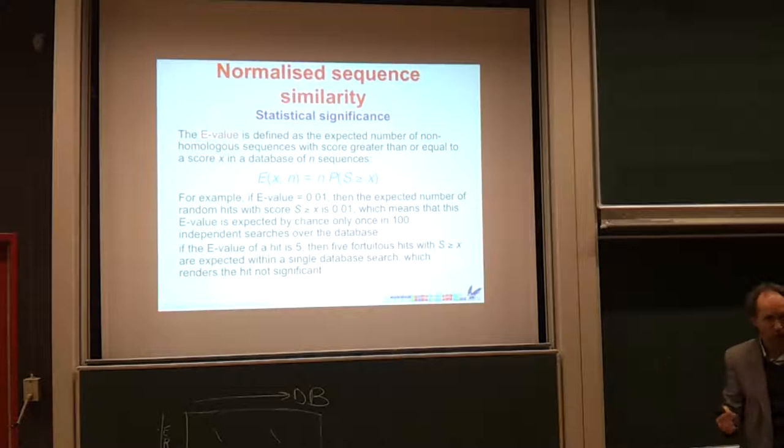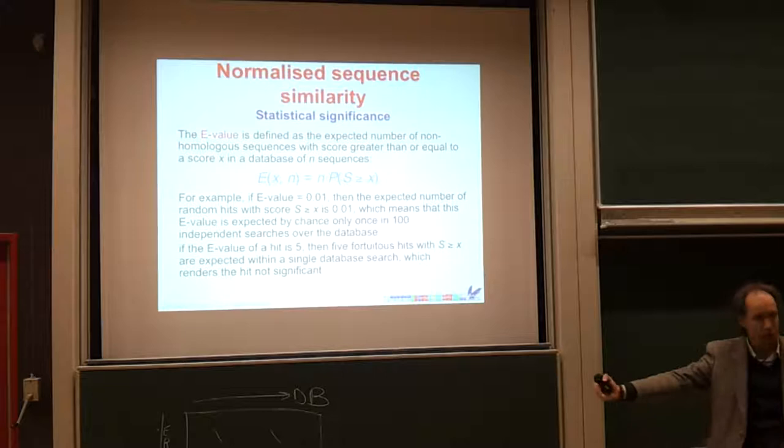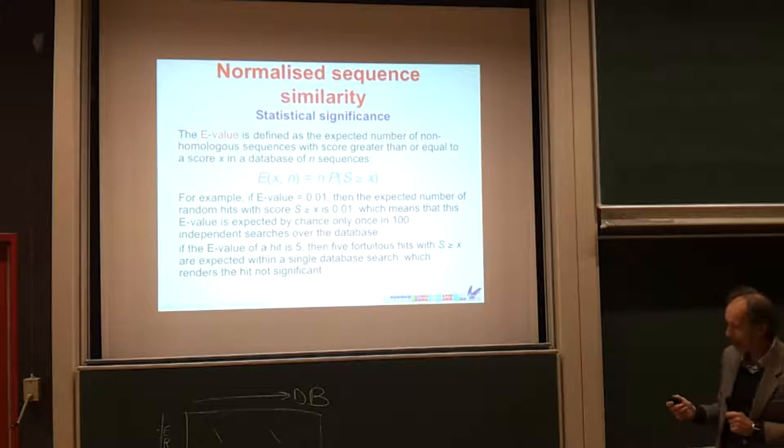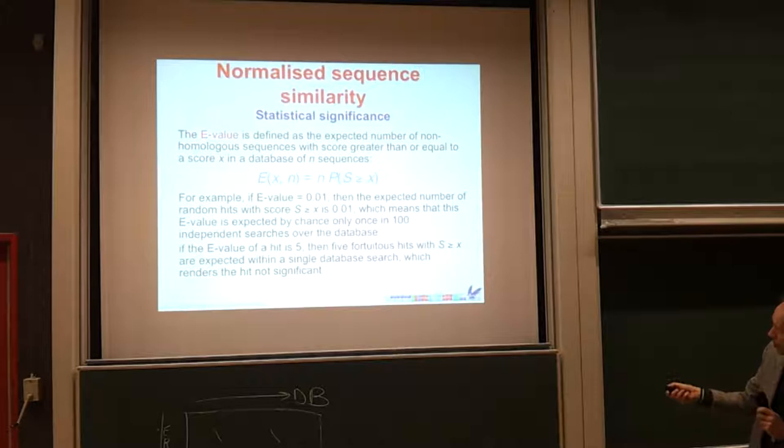If the E-value is 5, it means that in this one search, you think this is something, but you get 5 unrelated sequences at this score level. And you might conclude, be a bit careful, don't bet your future career on all of this. So this is how it works: the lower, the better.